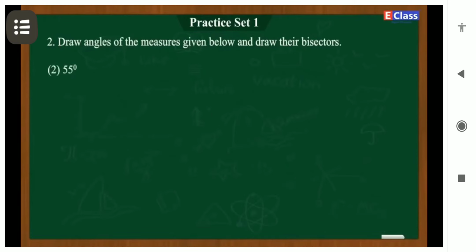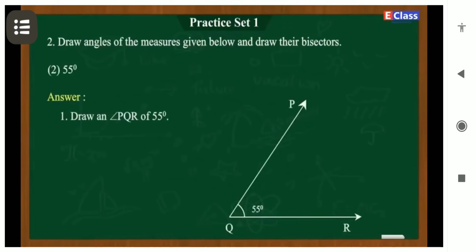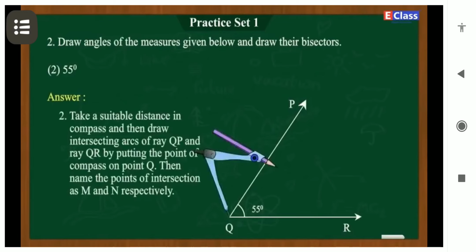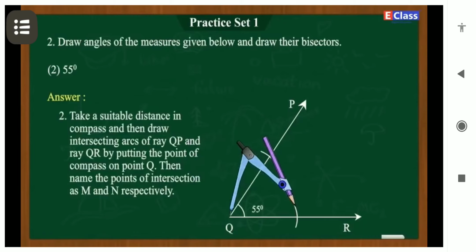2. 55 degrees. Answer. 1. Draw an angle PQR of 55 degrees. 2. Take a suitable distance in compass and then draw arcs intersecting ray QP and ray QR by putting the point of compass on point Q. Then, name the points of intersection as M and N respectively.